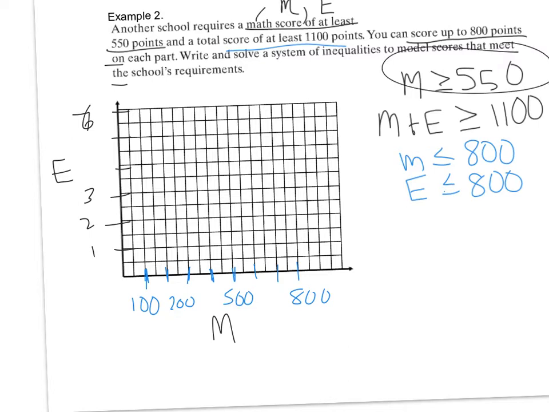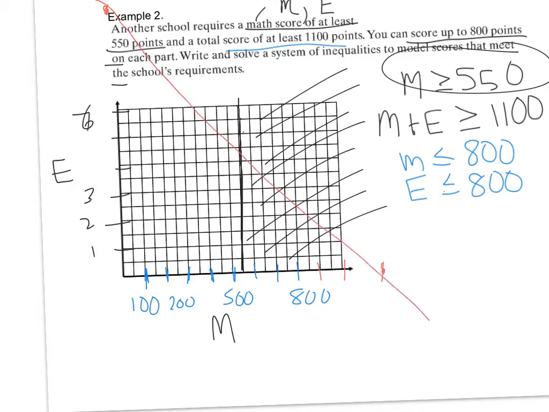So the math has to be at least 550. So 550 would be a solid line like this over here. So math plus English has to be at least 1,100. So, this one maybe I shouldn't have gone up by 100, I should have gone up by 50, because I can solve this by intercepts. So if I cross off the M, E has to be at least 1,100. So that means I'm way up here off the charts. We'll just put it up here, 1,000, 1,100 right here. So if I solve by intercepts, these are like this, and so that's going to be shaded over here.